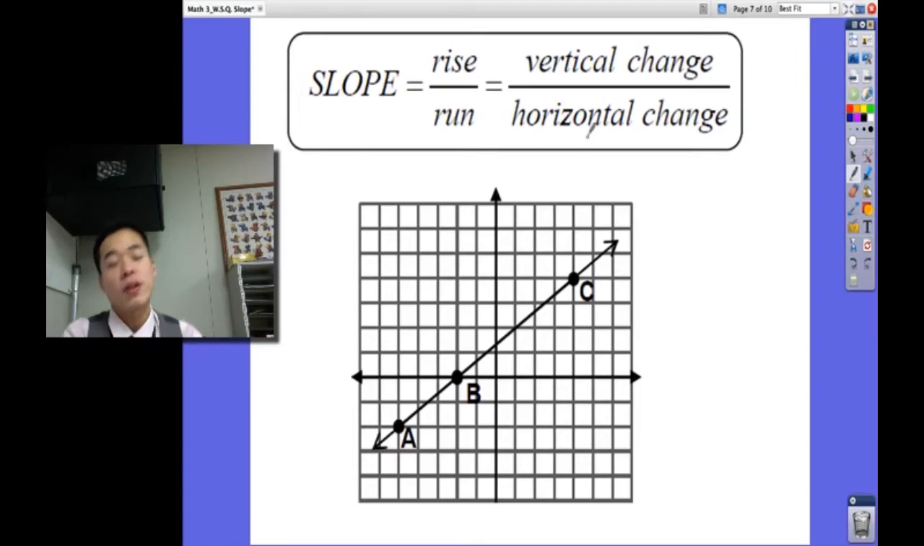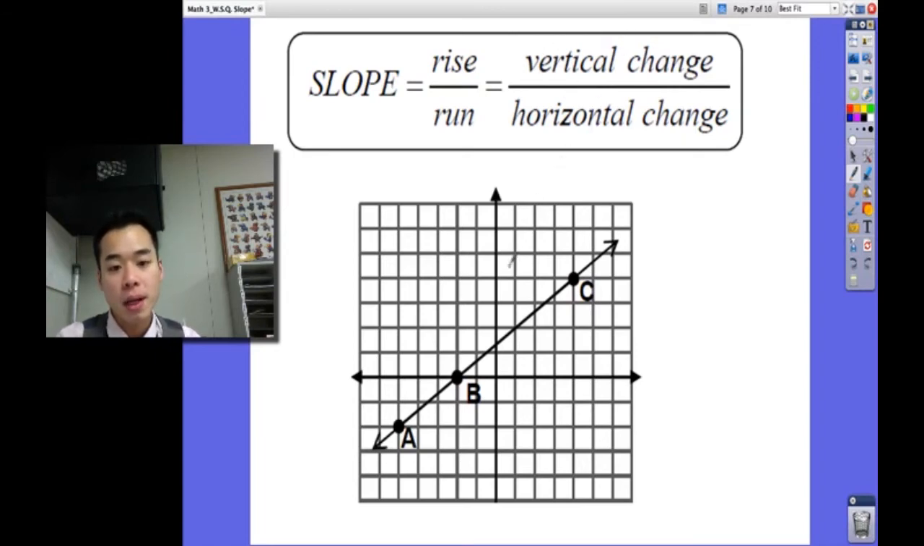Slope, you might have heard it before, from last year. It's also known as the rise over the run, the vertical change over the horizontal change. So all you have to do is find a point on that line and do your rise over your run. So right here.